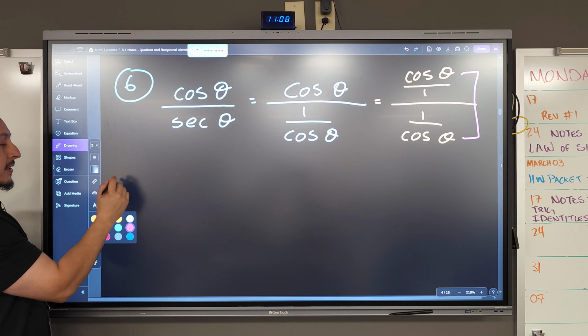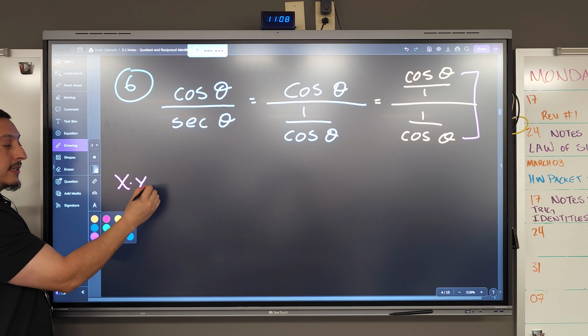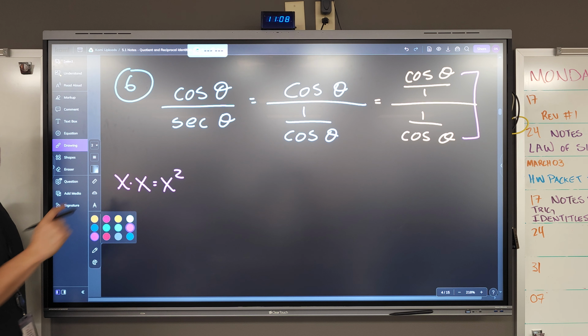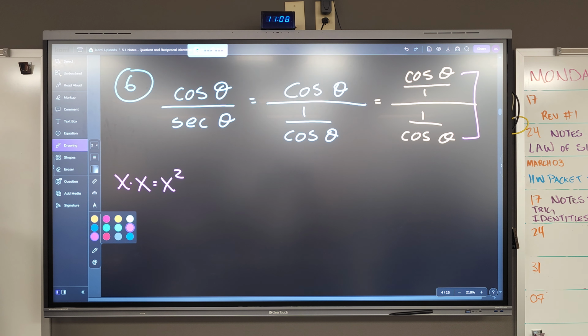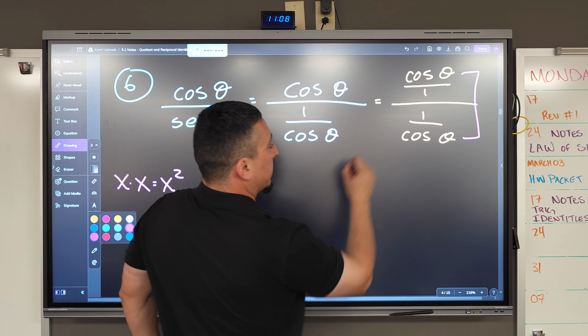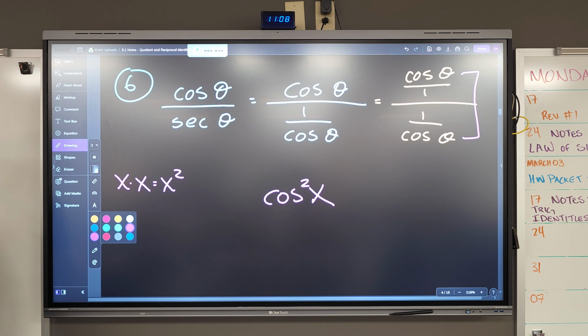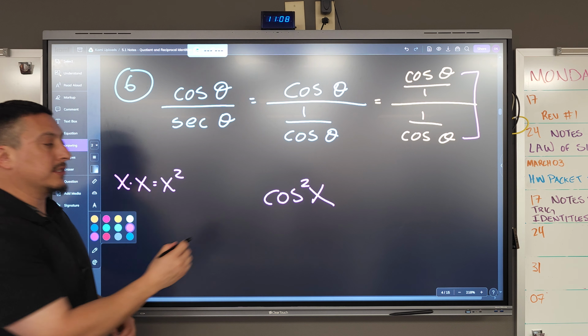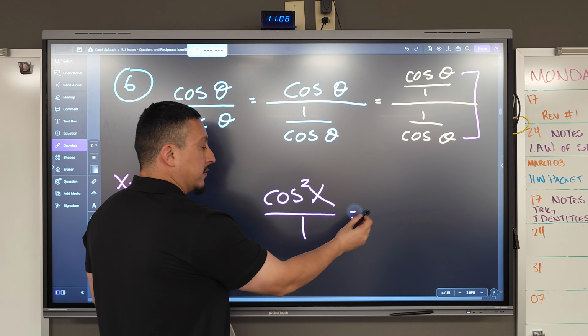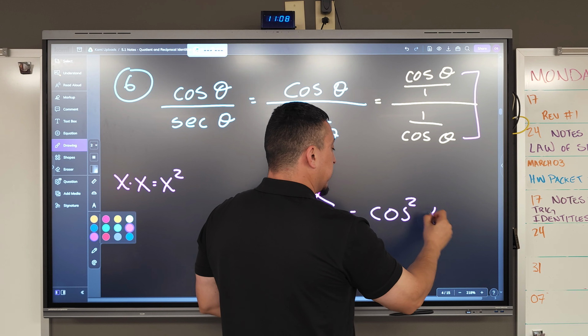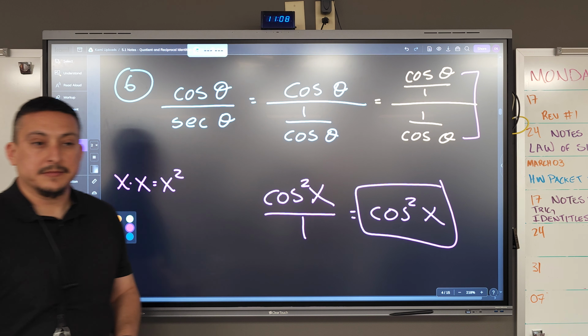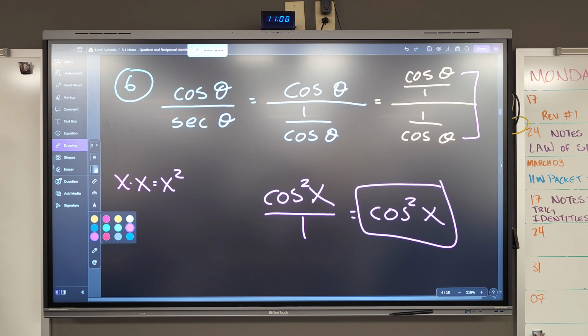You probably know, I hear it, right? What's x times x? X squared. So cosine times cosine is cosine squared. Okay, so those go to the top. That's how you write squared on cosine. You just put it right there like that. Okay. And then 1 times 1 is just 1. So anything over 1 is just the same thing. So cosine squared x. Not too bad, right, guys?